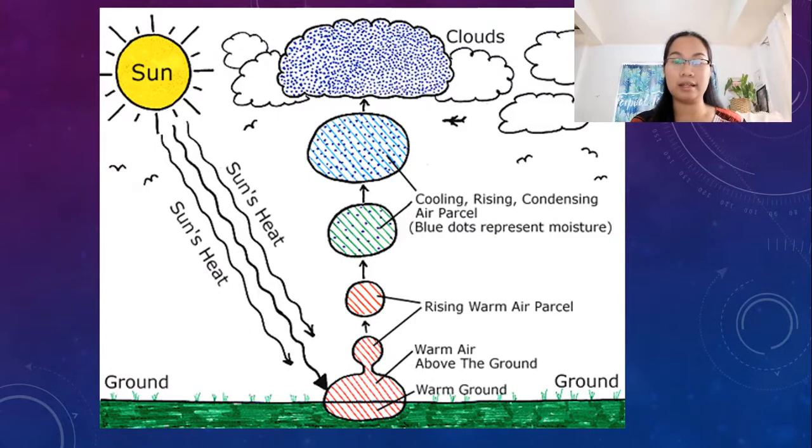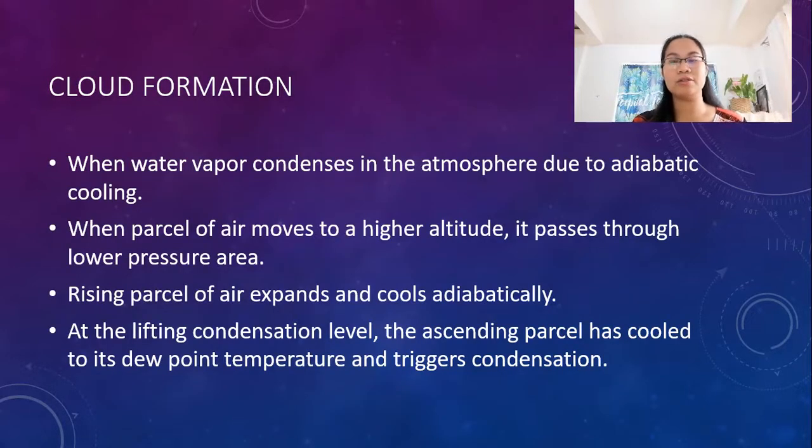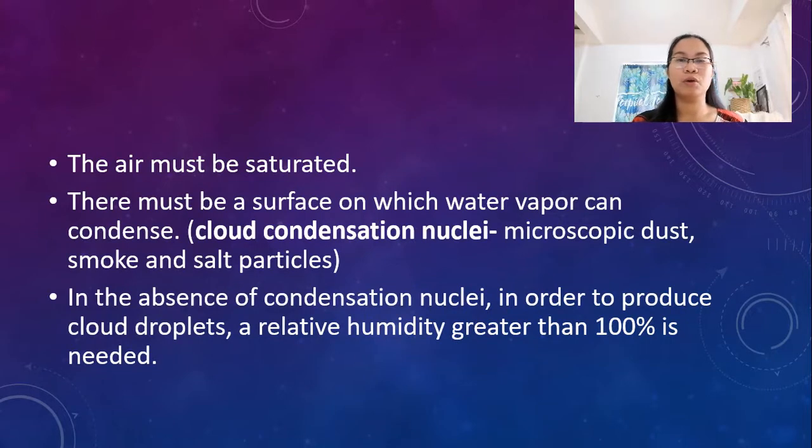We also have categories for condensation nuclei. Here are the explanations, so you can read them. When water vapor condenses in the atmosphere, again, it's due to adiabatic cooling. When the parcel of air moves to a higher altitude, there will be low pressure. I already explained this one. And we have this at the lifting condensation level, where it will cool down to its dew point temperature. Then it will start to condense if, again, the air is saturated and there are condensation nuclei. Condensation nuclei can be microscopic dust, smoke, or salt particles.